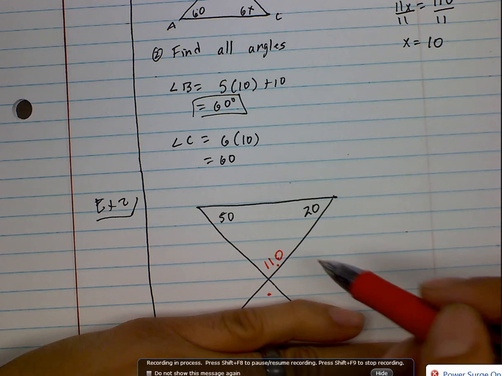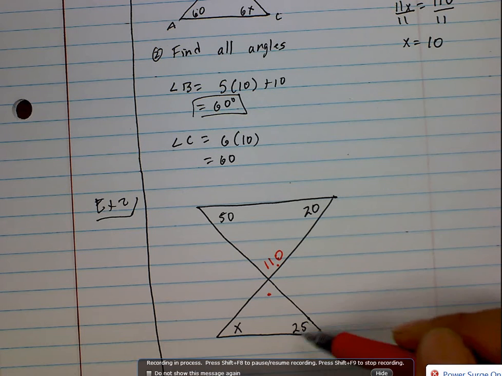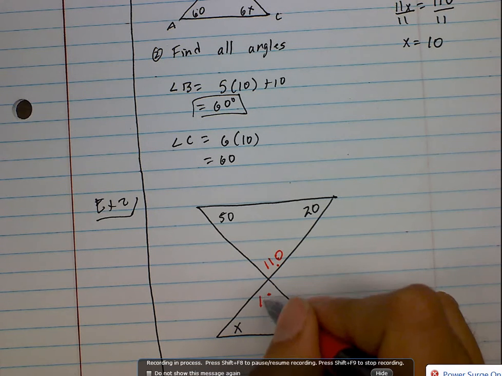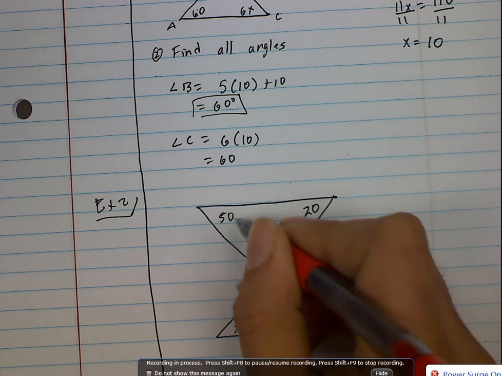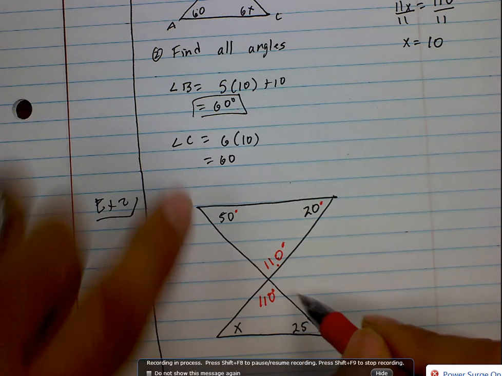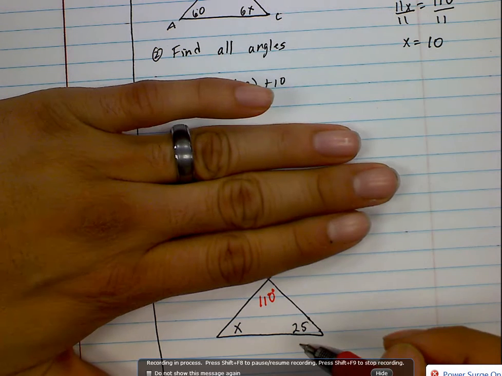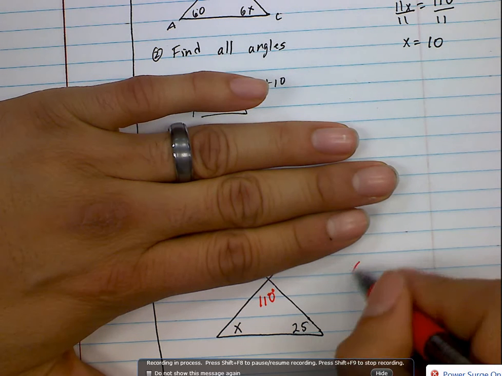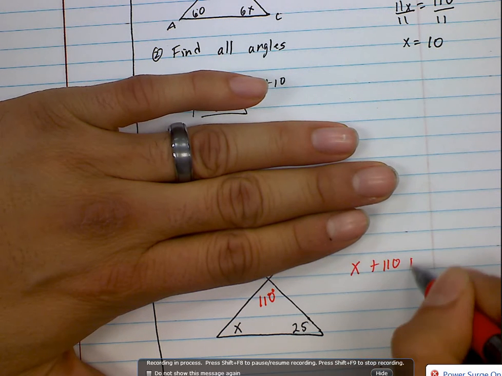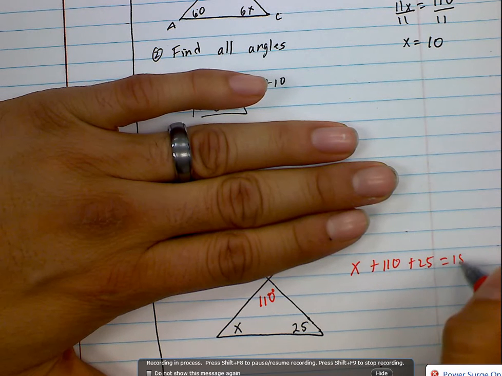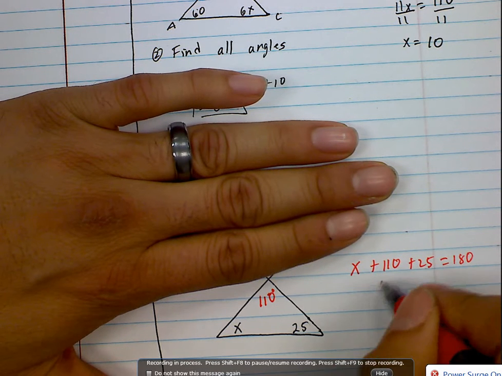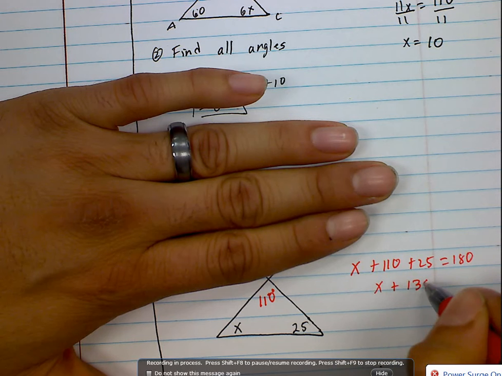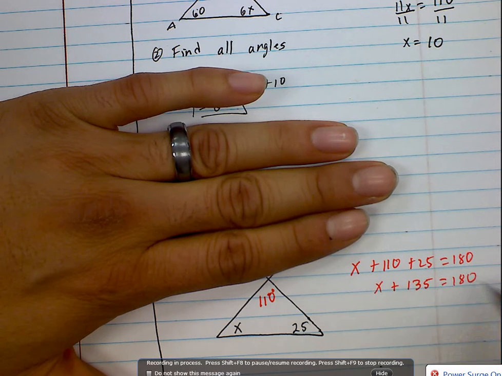Okay, so now we're going to find the other one. So I know this is 110, that's 110. So those are vertical angles. Now I'm done with that triangle on top. I'm going to look at this one at the bottom. So all I have to do is x plus 110 plus 25 is equal to 180. So x plus 135, we combine like terms, equal to 180.